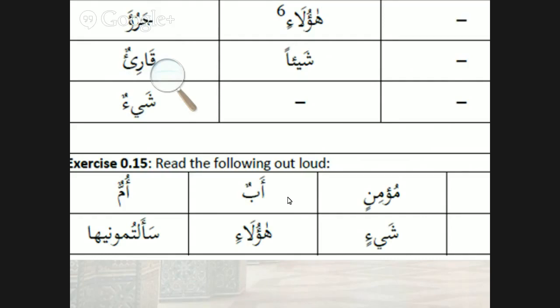Mim, dhamma, hamza, sukoon, mim, kasra, noon, double kasra. So say it to yourself. Try it. Remember, when the hamza has a sukoon, it's like that stop. You connect it with the previous vowel. So let's try it. Mu'minin. Mu'minin. Right? Yes.